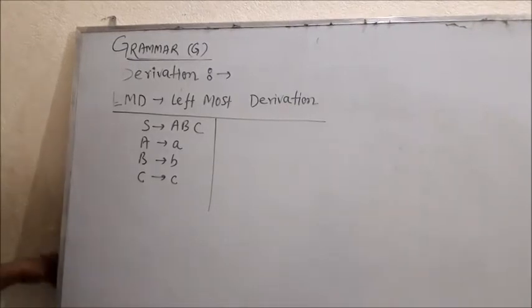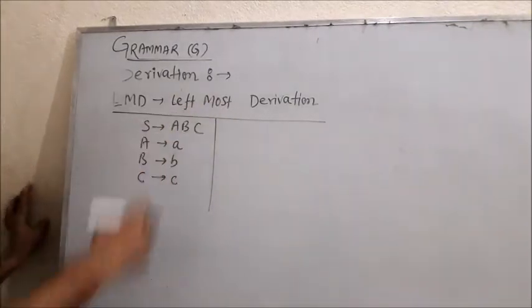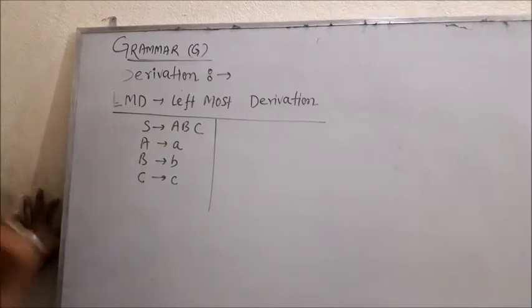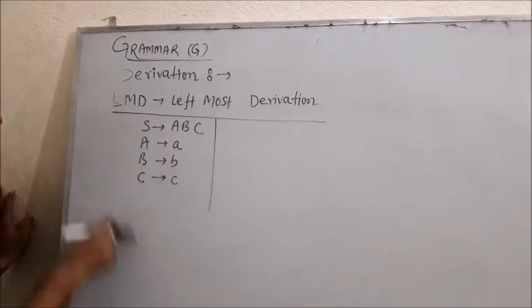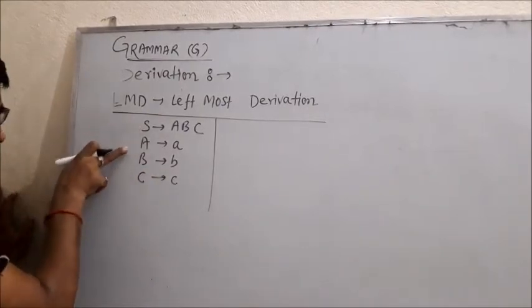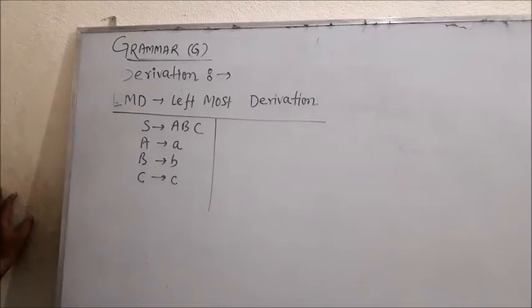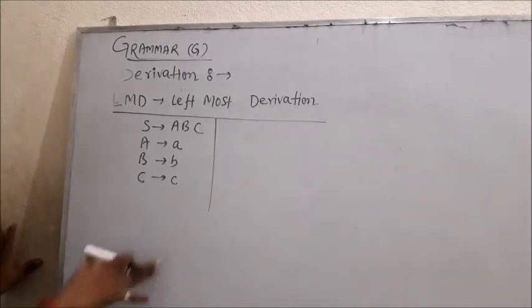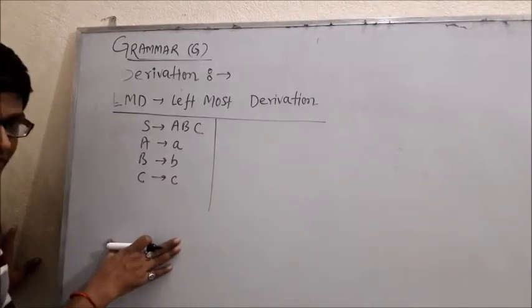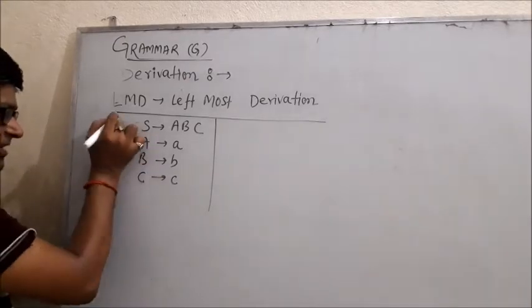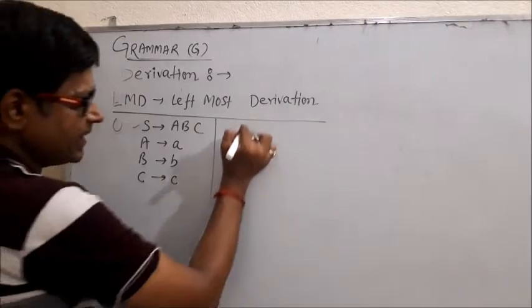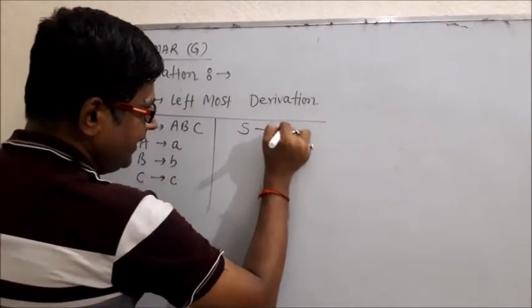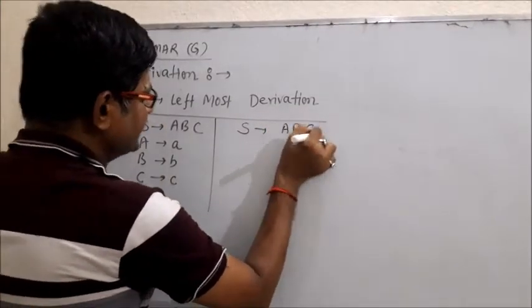First derivation, that is LMD. LMD is also known as leftmost derivation. As I have already told you, how many production rules are there? There are 4 production rules: 1, 2, 3 and 4. Now in these production rules, where do we have to start? I have already told you the first production rule will be your starting symbol, that is S. So I will start from S tends to ABC.